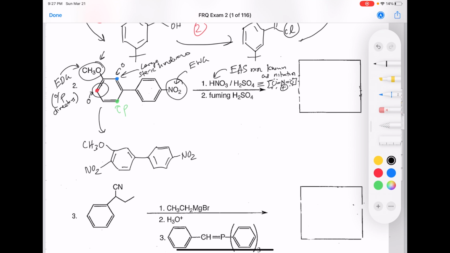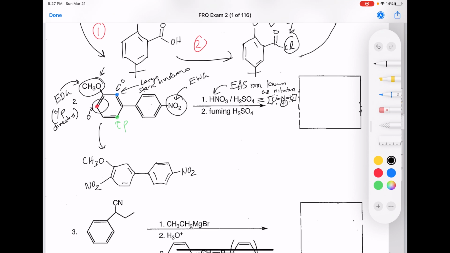okay, so now the left ring has a nitro group on it. And now we have another reaction. This reaction involves fuming H2SO4. Fuming H2SO4 is the name given to the combination of H2SO4 and SO3 in a solution. And this process is referred to as sulfonation.